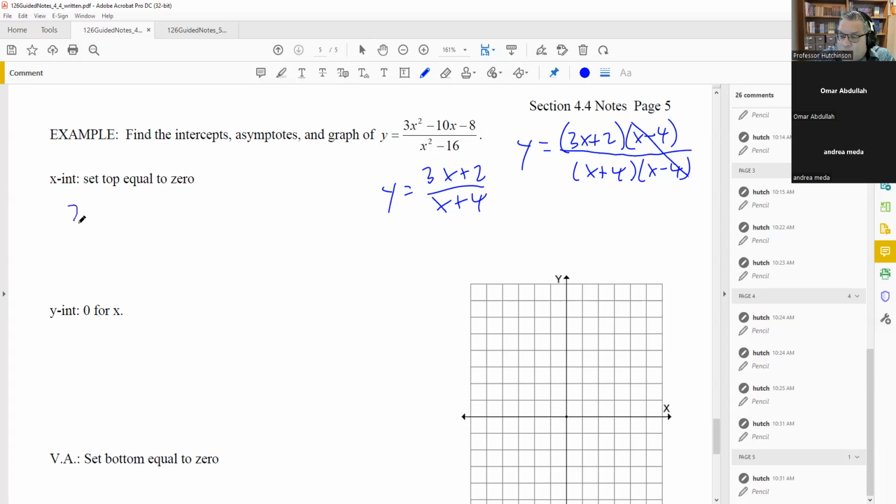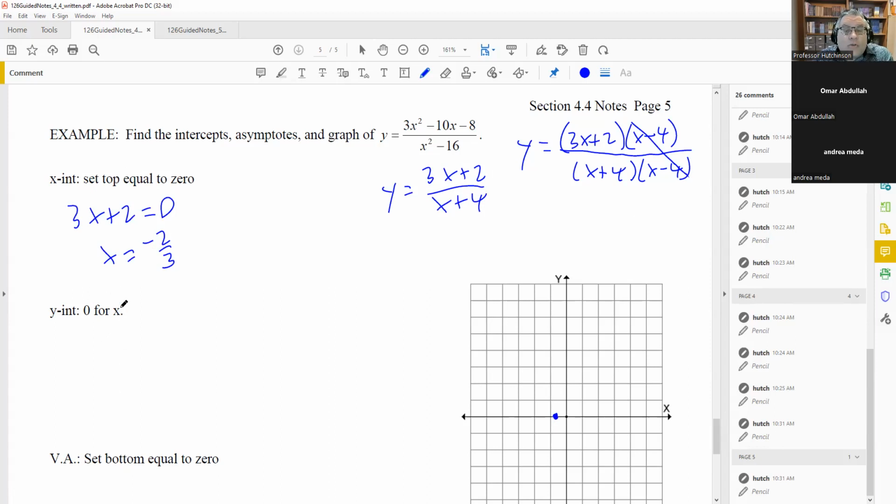X-intercepts, the top equals 0. 3x plus 2 equals 0, and we're going to get negative 2/3. So negative 2/3 means we're about right there. That's the x-intercept. Okay. Put a 0 in first.